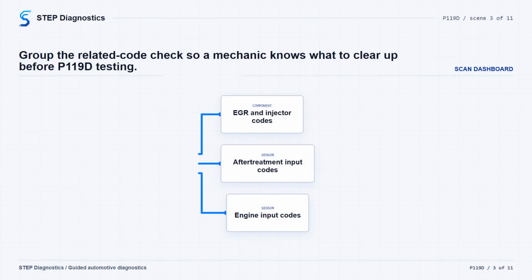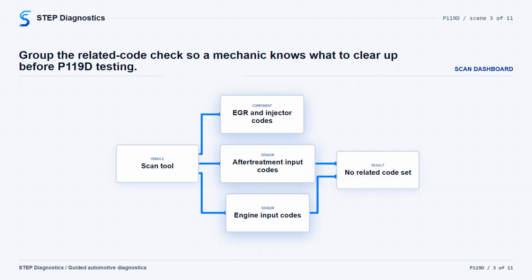Next, look for other codes tied to the inputs and systems that can affect this diagnosis. That includes air temperature and pressure inputs, crank and coolant information, intake and MAP-related sensing, vehicle speed, exhaust temperature, particulate filter differential pressure, upstream NOx sensing, EGR operation, fuel injection, and aftertreatment fuel injection. The expected result is no related DTC set. If another related code is present, check what it means first before continuing with the P119D path.